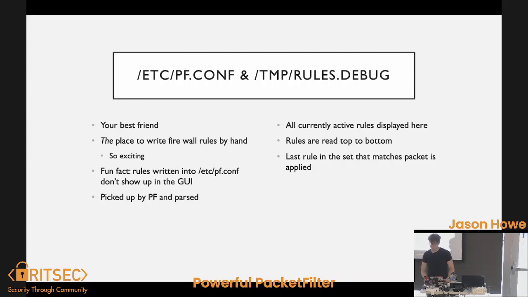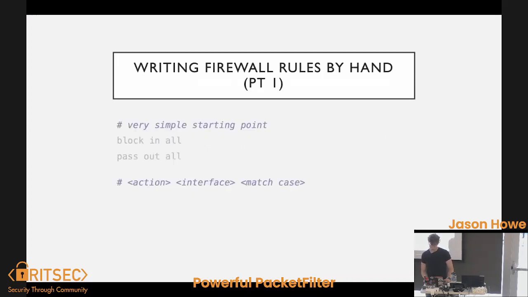So now let's get into writing some rules. A very, very simple starting point: block in all, pass out all. Everything that's incoming is basically going to get denied. Everything that you want going out will get accepted. Pretty simple. And the generic format for rules is your action, your interface, and then what you're matching on. Generally speaking, we get a bit more complicated in a moment.